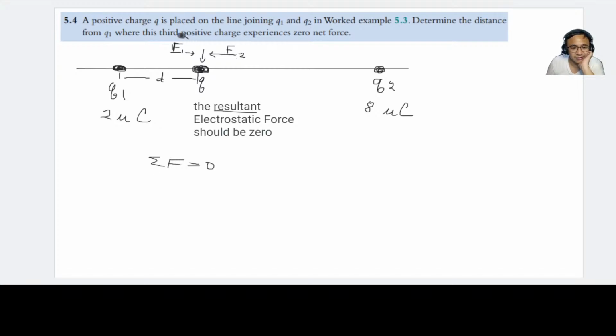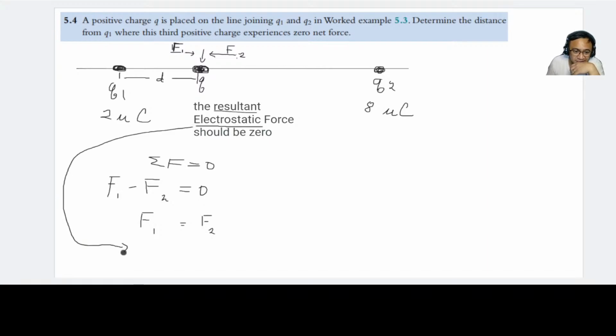Take a look here. We have two forces, F1 and F2, and take a look at their directions. So we can say F1 minus F2 equals 0, right? So what can we get from here? We finally get F1 equals F2. Now, since it's electrostatic, what comes next? We use the equation here.